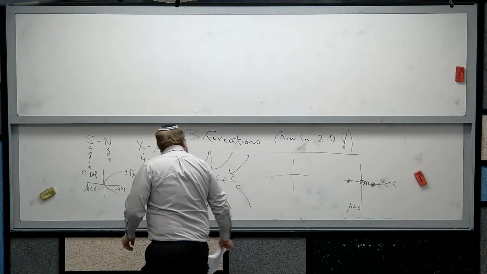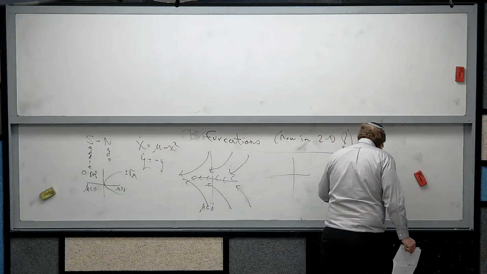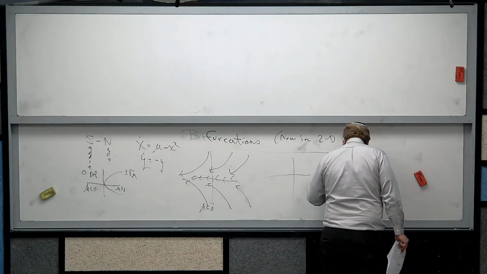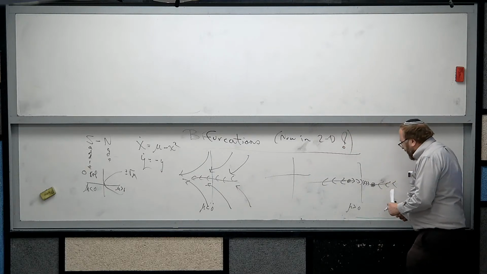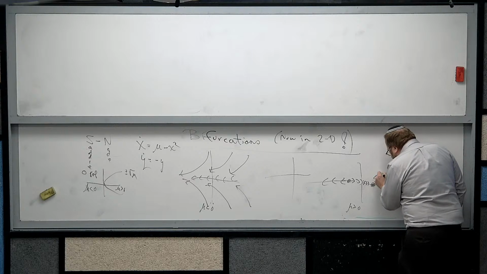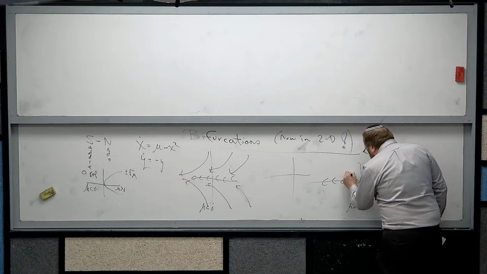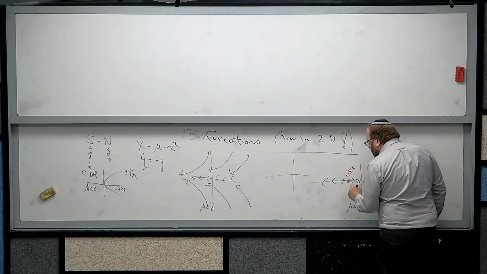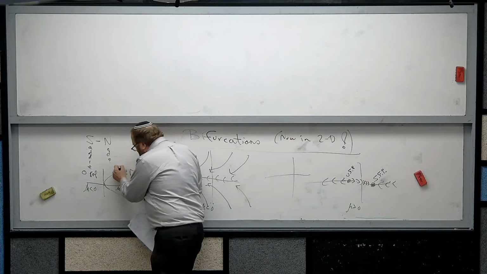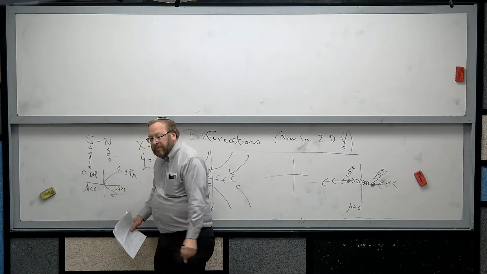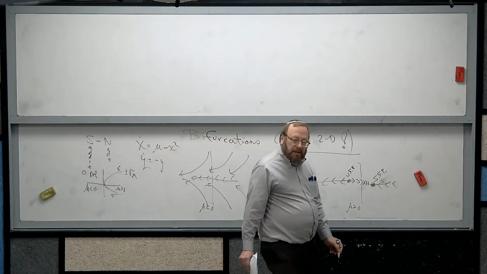Oh, this is not right. The flow is this way, and the flow is that way. Okay. Because we had a stable fixed point and an unstable fixed point. Because when you have the birth here, one branch has to be stable and one has to be unstable. That's the way life is.